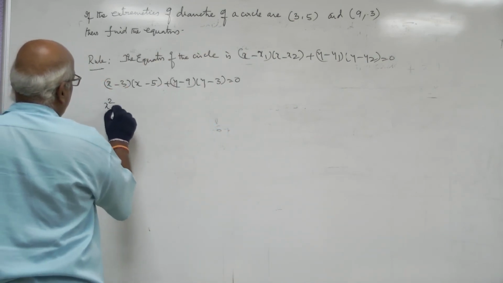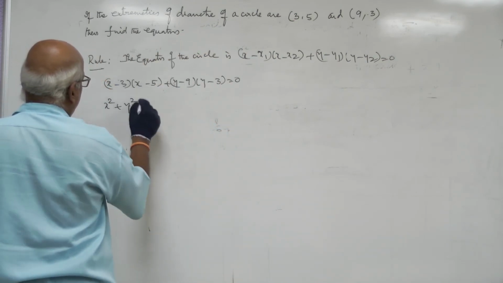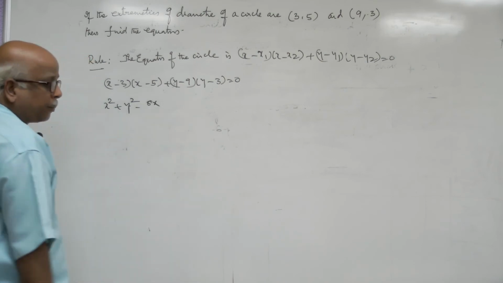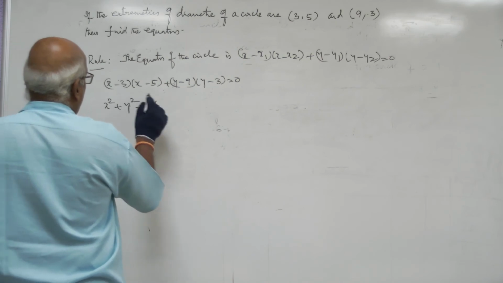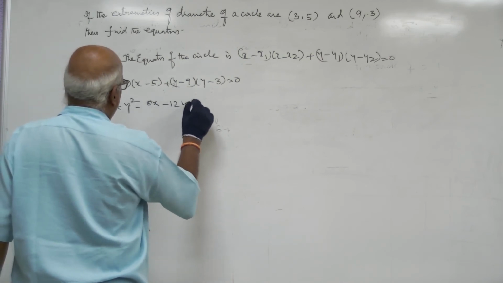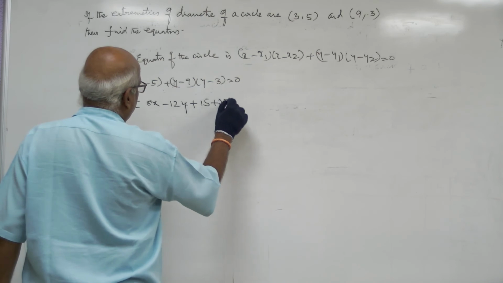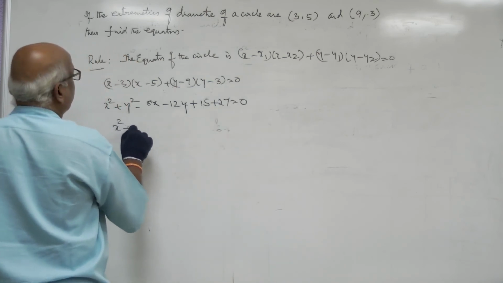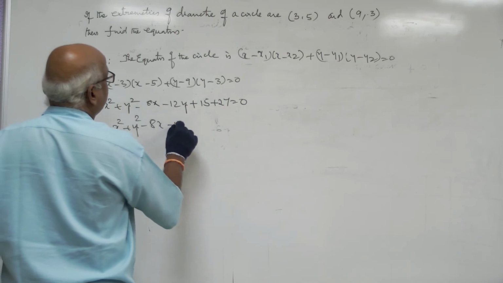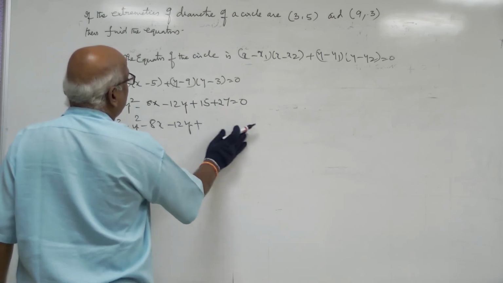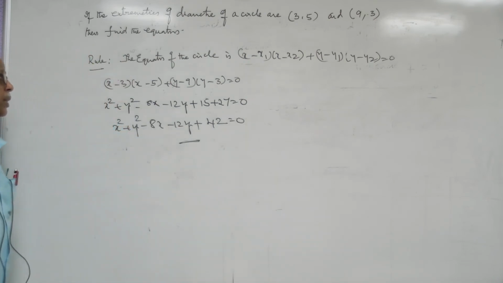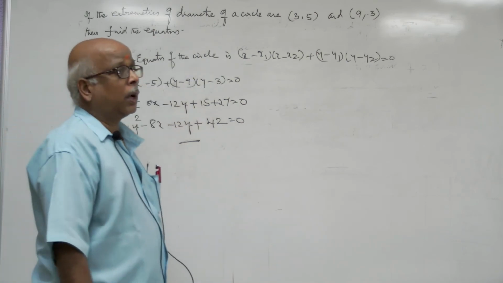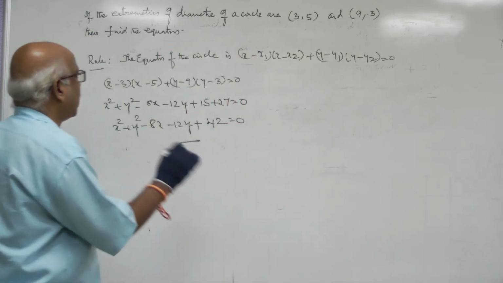Multiply: x square, y square, minus 9 plus 3, that is 12x, and minus 5 plus 3, 8y. 5 times 3 is 15, 9 times 3 is 27. X square plus y square minus 12x minus 8y, 27 plus 15, 42 equal to 0. That is the equation of the circle having 3, 5 and 9, 3 as extremities of diameter.